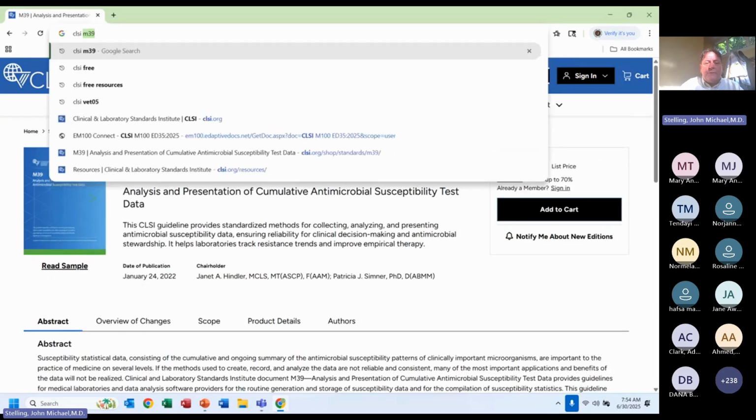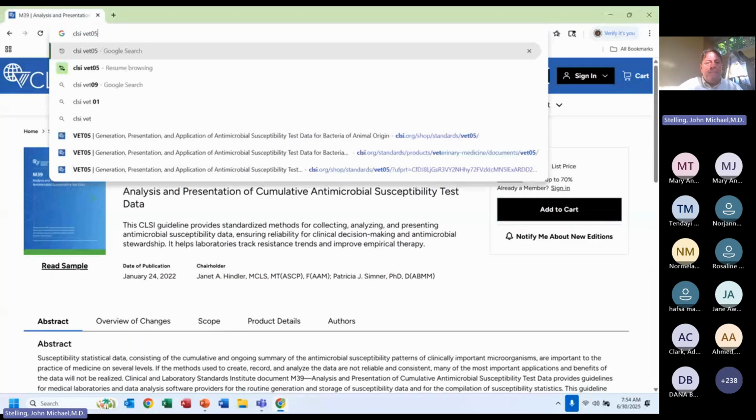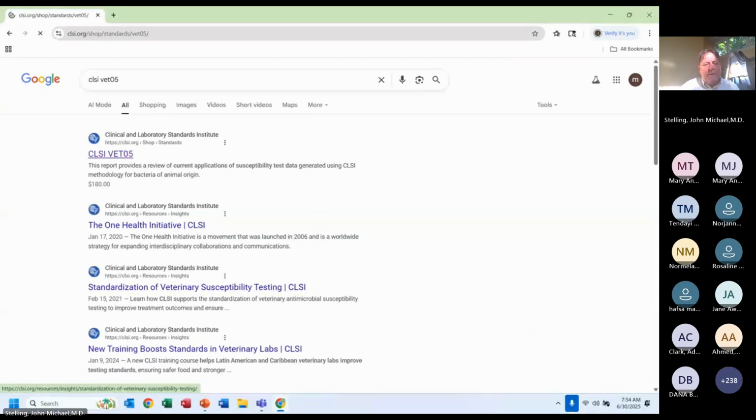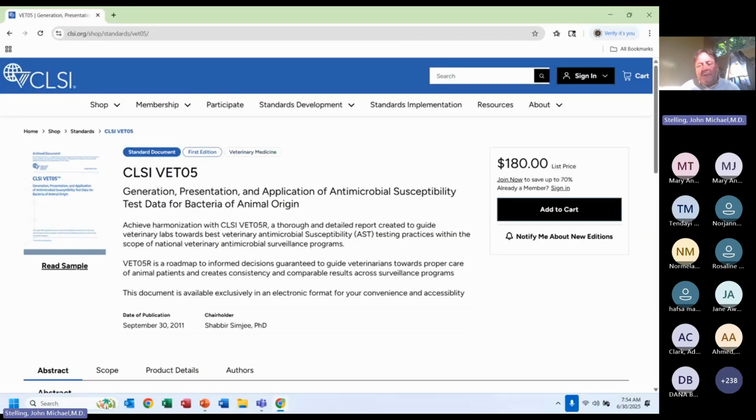I'm going to go back and search for CLSI VET05. This is generation and presentation of AST data from bacteria of animal origin. I'm showing CLSI because UCAST has not made these kinds of documents. So even though people might use UCAST, there's not a UCAST document with these same kinds of recommendations. So people still often use the CLSI versions.